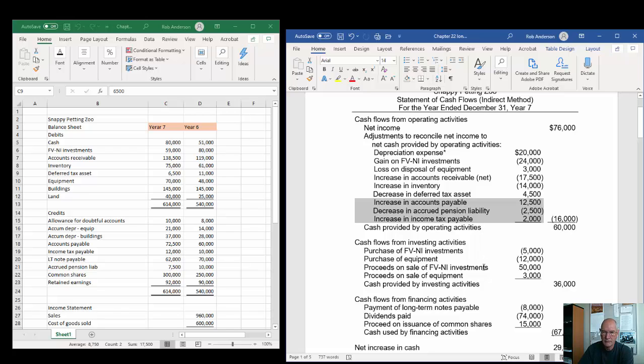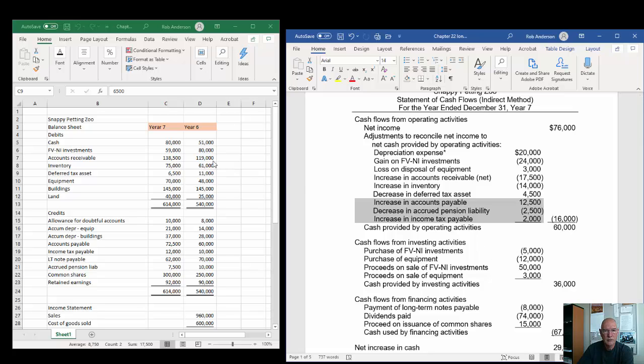But let's now look at some of the more interesting things as we move to investing activities. And the first thing is, well, did we buy fair value net income investments, and how much did we buy? So let's look at fair value net income investments. We went from 80 to 59. Now, this is possibly anyway, the most complicated item in this cash flow example.